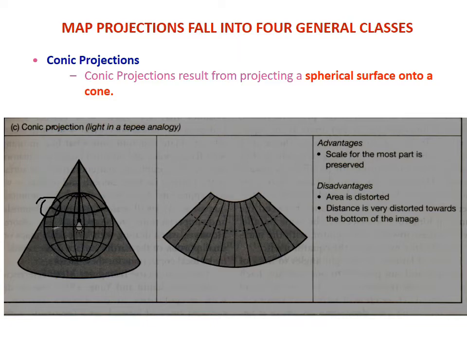Whereas if you move away from the standard parallel, either toward the top or the bottom of this cone, the distances of objects on the earth are not truly mapped onto the conical surface, both in the north pole and in the south pole. So the area is distorted and the distance is very distorted towards the bottom of the image, as the sides of the cone move away from the south pole.